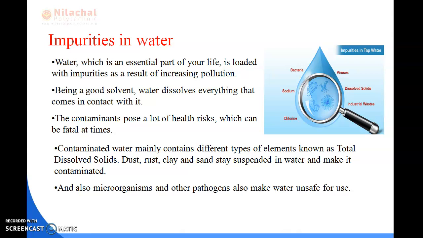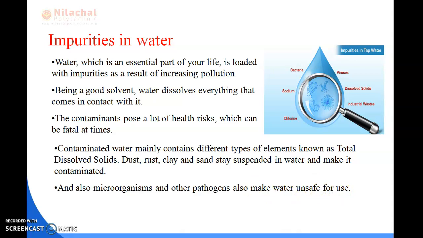Contaminated water mainly contains different types of elements known as total dissolved solids. That is, dust, rust, clay and sand stay suspended in water and make it contaminated. So these are the impurities: dust, mud, clay, algae, fungi. These are present in the water, and make it contaminated and injurious to our health. Also, microorganisms and other pathogens make water unsafe for use.